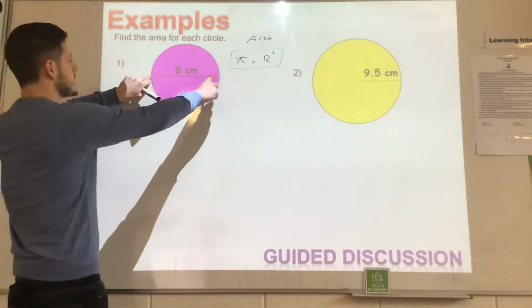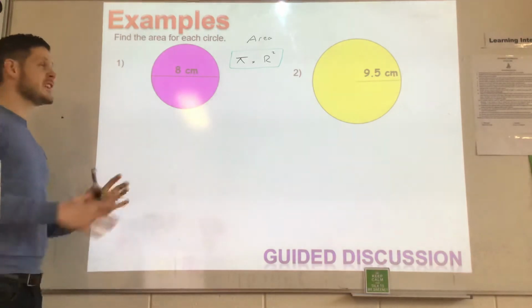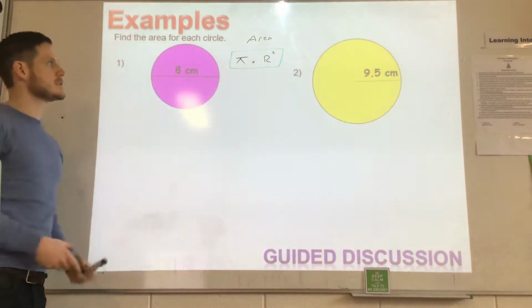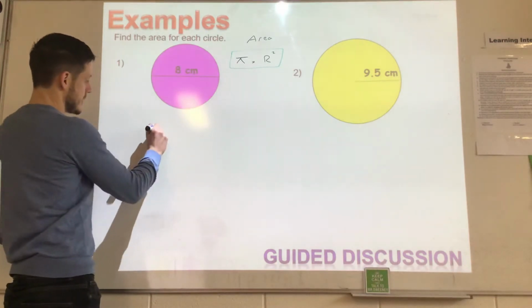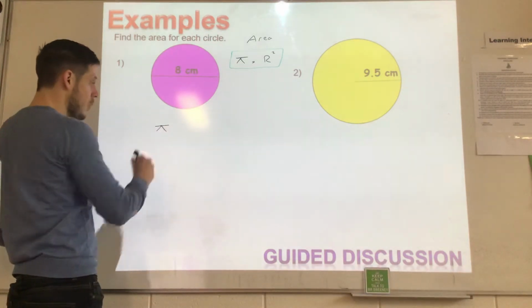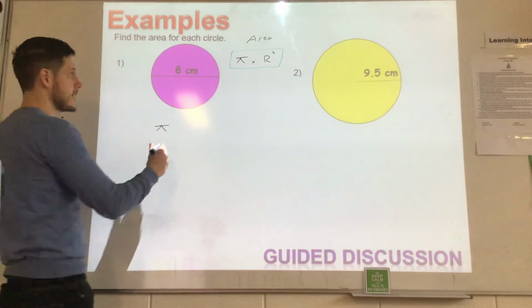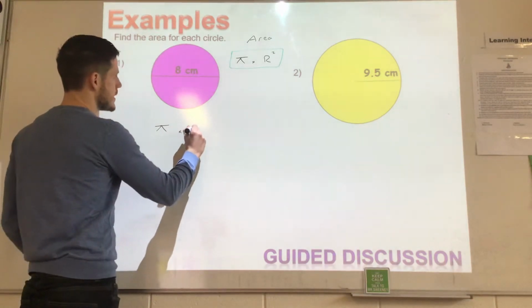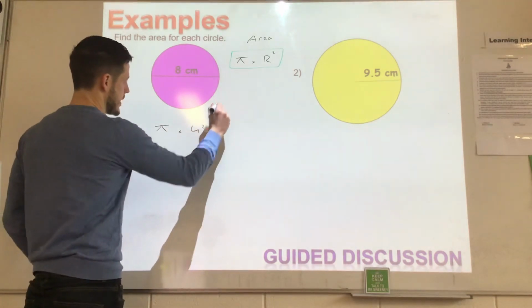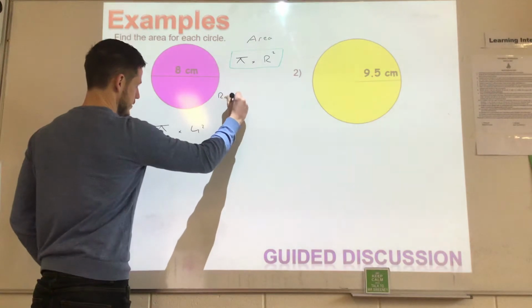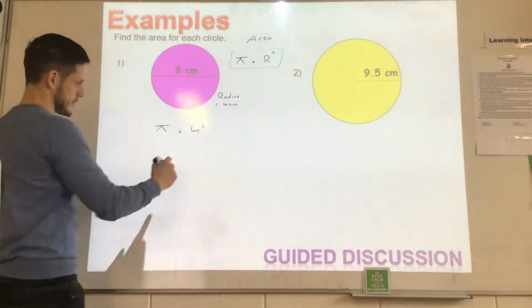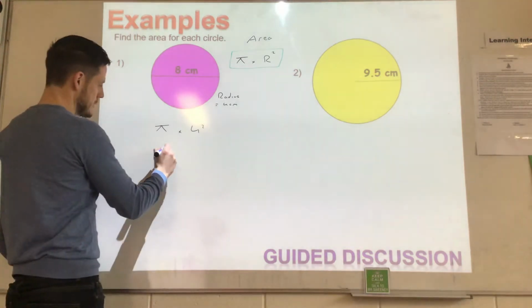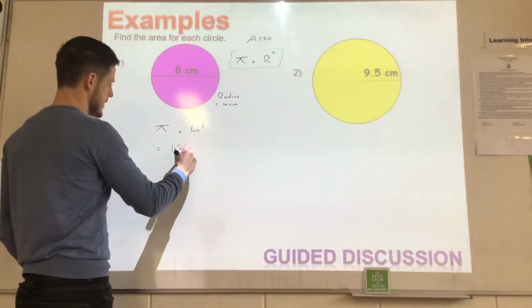8 centimeters here is actually my diameter. So the radius is half that, it's from the center to the edge. So what you're going to do here is find the area of this circle. You're going to do pi, or instead you can write 3.14 in the calculator, times 4 squared, because the radius for this is equal to 4 centimeters. It's half of that. And when you put that into your calculator, you're probably going to get 16 pi.